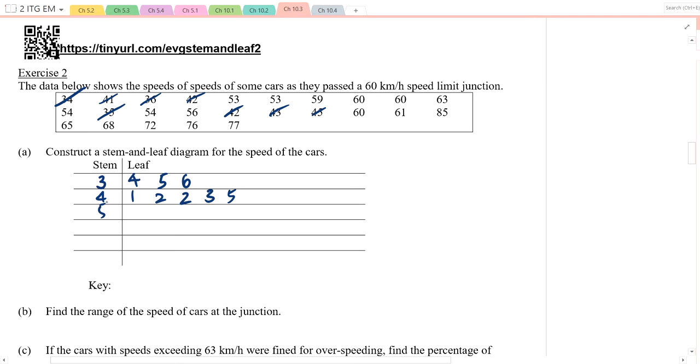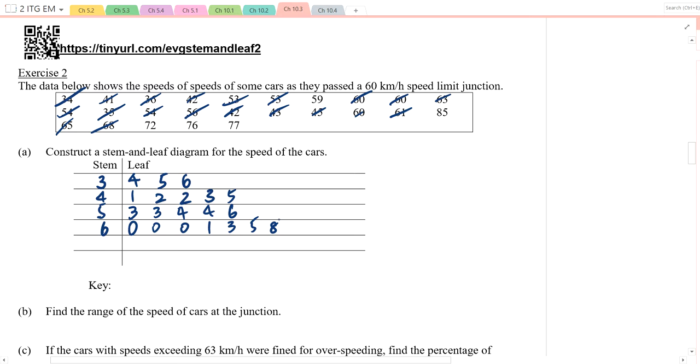53. 53. 54. 54. 56, yes. Okay. Any more? 59. So, okay, let's pretend I didn't see this 59. So I think it's like that. Then next one will be 60, right? 60 something. So I've got a 60. I've got another 60. I've got another 60. I've got a 61. 63. 65. 68.